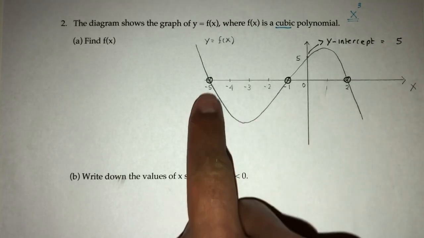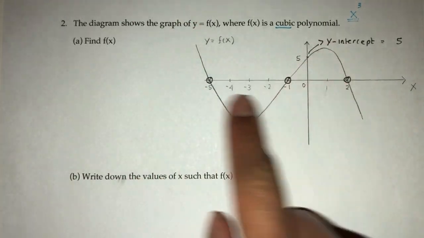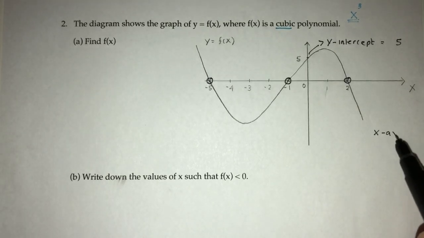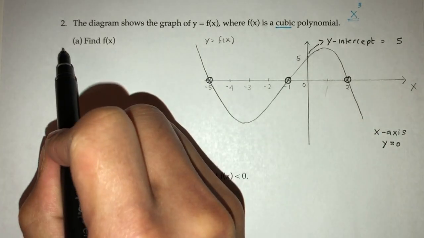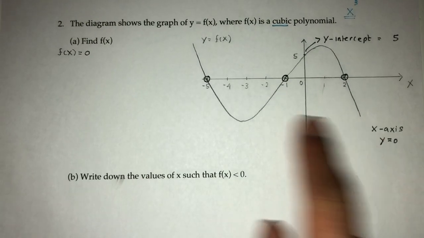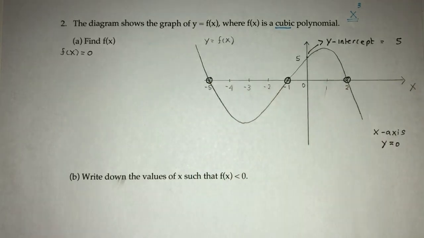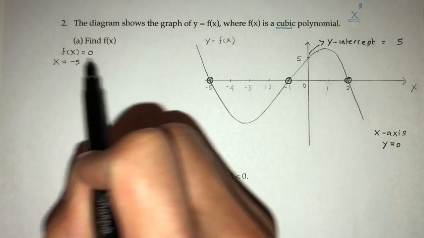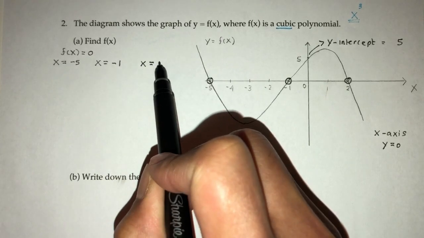But here to find the equation, we have to first use these 3 values. You can see this is where the curve cuts the x-axis. So as you guys know, at x-axis, the value of y is 0. So basically, you will have f of x equals 0 at the value of x-axis. Now, we have a few points where it meets the curve. The value of x was minus 5, x was minus 1, and x was the value of 2.